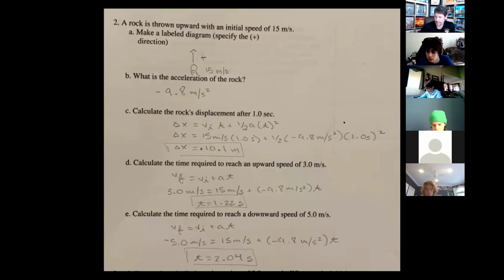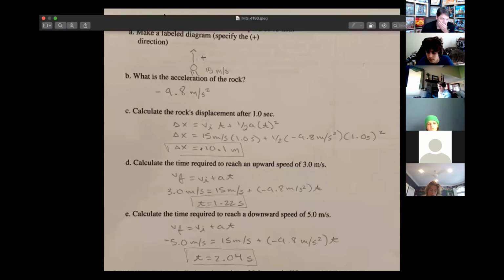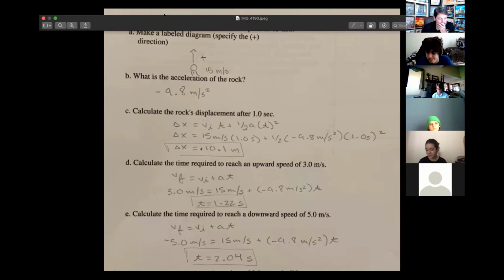On question 2, A, we have the diagram there, which shows that the rock is going in a positive direction at a speed of 15 meters per second. And B, we know the acceleration is negative 9.8 because that is gravity, and gravity is pulling it down, which is the negative direction. And then for C, to calculate the displacement, we used the second kinematics equation, and we plugged in the initial velocity that they gave us, the time, and the acceleration. Simplified, we got positive 10.1 meters.